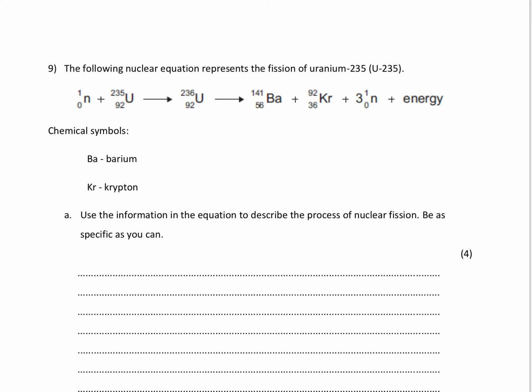So in the first question, you are asked to use the information in the equation to describe the process of nuclear fission. And then, this is key, be as specific as you can. So it's asking you both generically what is fission and, in this situation, what is actually occurring. There are 4 marks to this question. It could easily have been a 6 marker, but I'm going to go through the 4 marks that I offered.